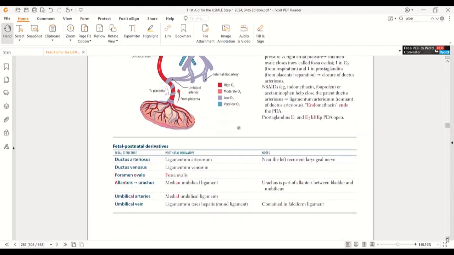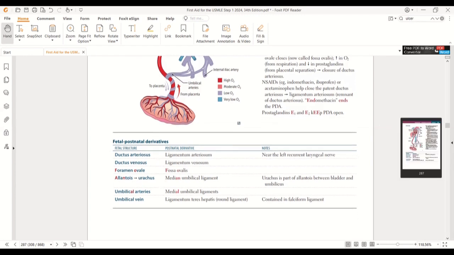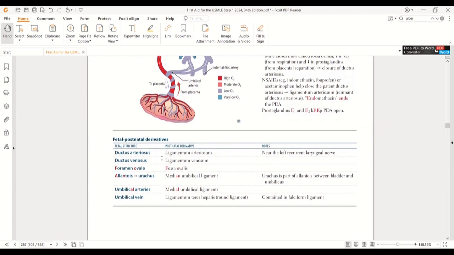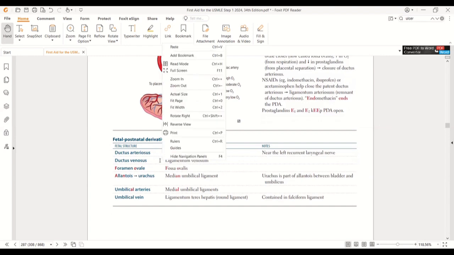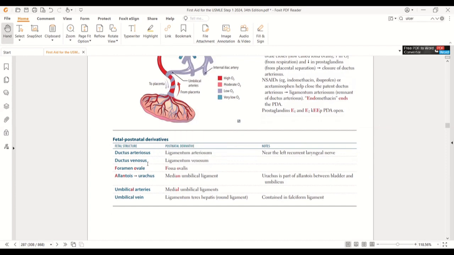These are some things you have to remember. The postnatal derivative of the ductus arteriosus is the ligamentum arteriosum. What is the function of the ductus venosus? It's like a passage, a bypass of oxygenated blood. Yes. Okay, right. Foramen ovale.